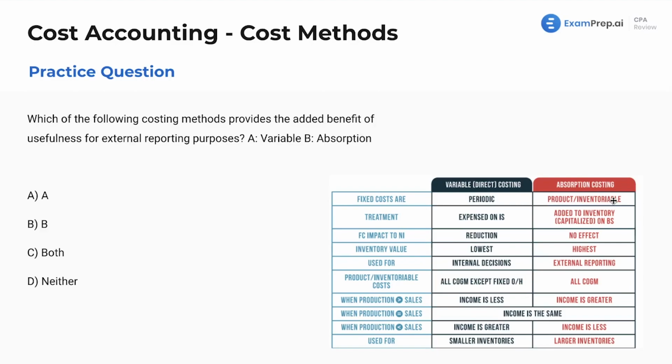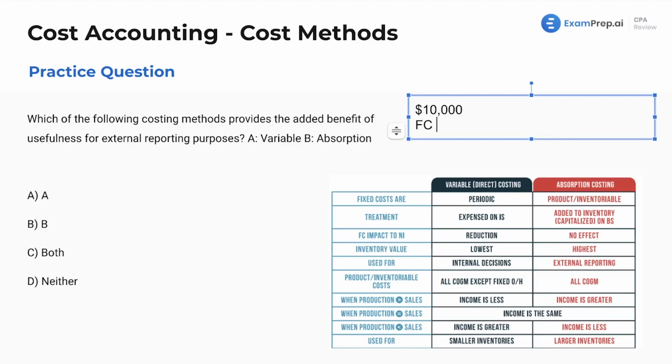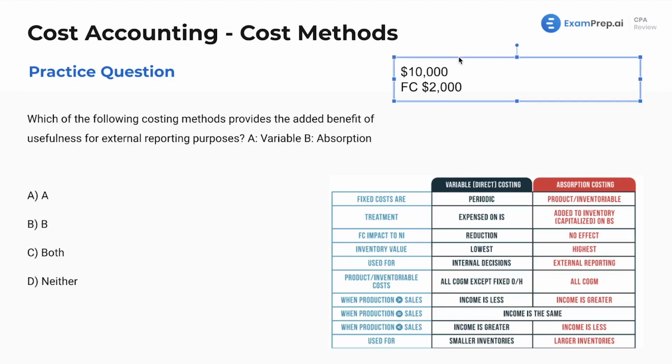So if you make $10,000 of product in the month of May, and let's say fixed costs are $2,000. Under variable costing, it's kind of like a big nothing burger. It's kind of wild. This whole thing really just comes down to this one chart. It's just two methods in treating fixed costs.